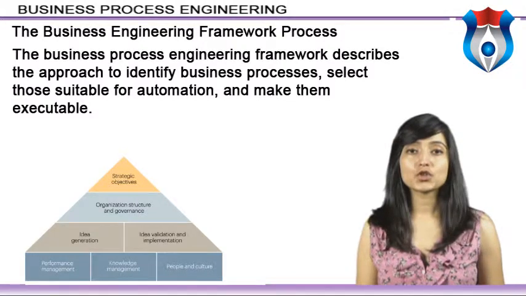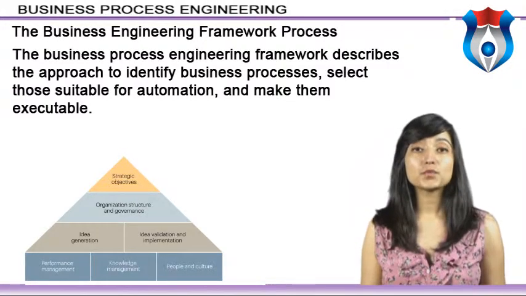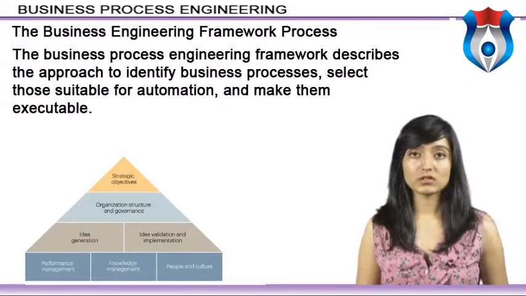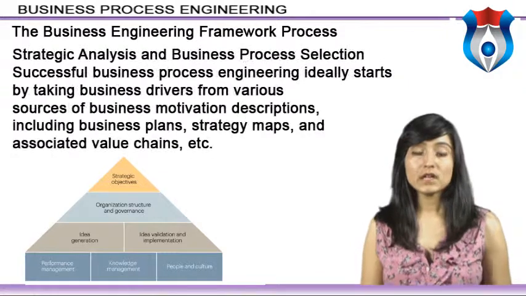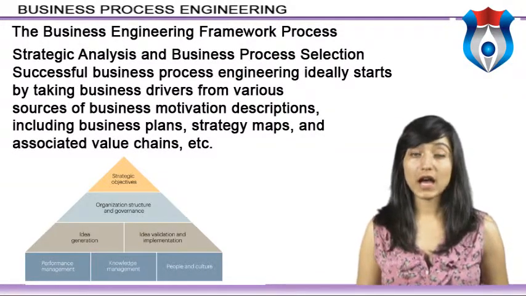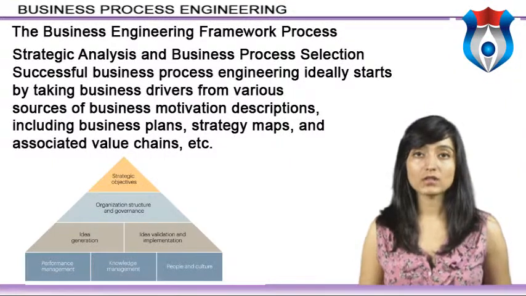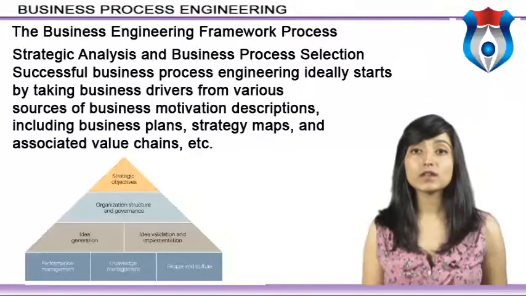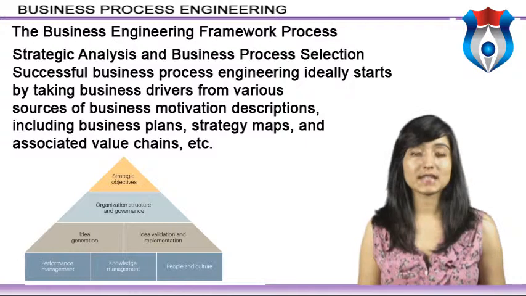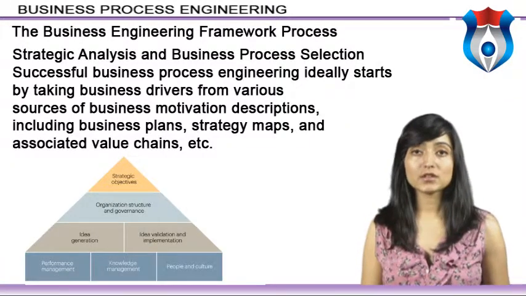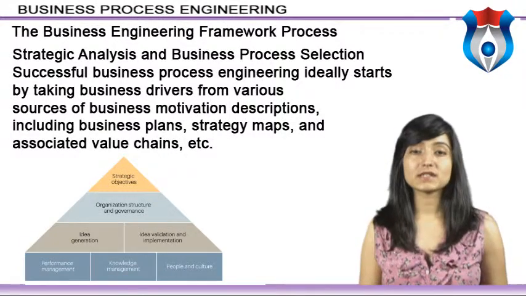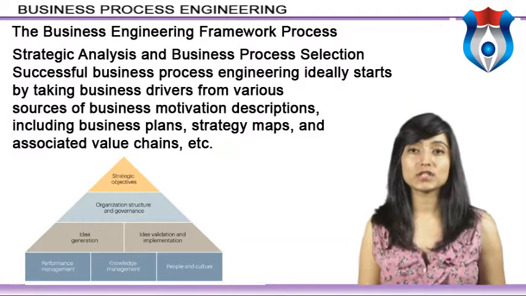The business process engineering framework describes the approach to identify business processes, select those suitable for automation, and make them executable. Successful business process engineering ideally starts by taking business drivers from various potential sources of business motivation descriptions, including business plans, strategy maps, and associated value chains, etc. This approach enables us to identify core business processes and determine their business value alignment in the selection procedure.